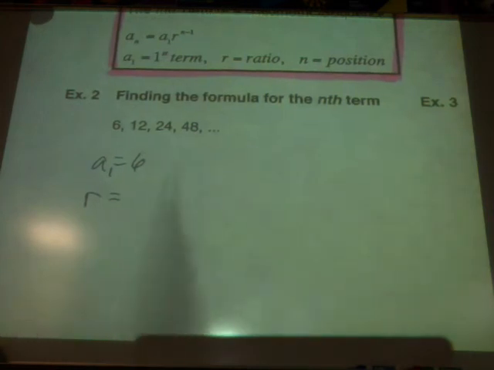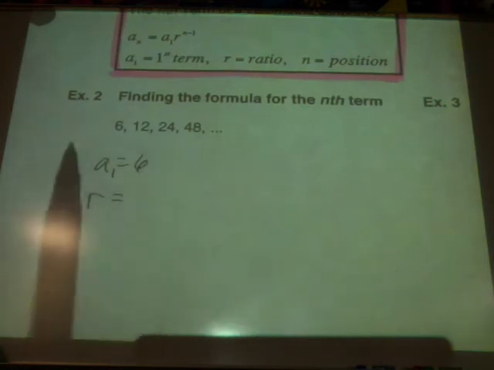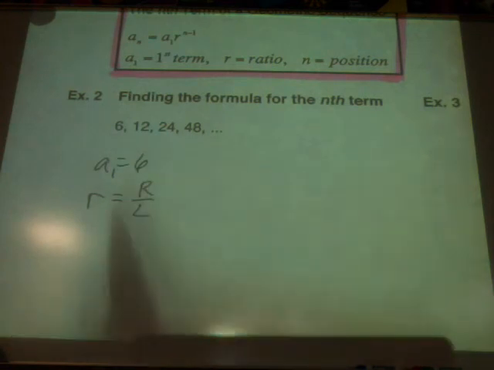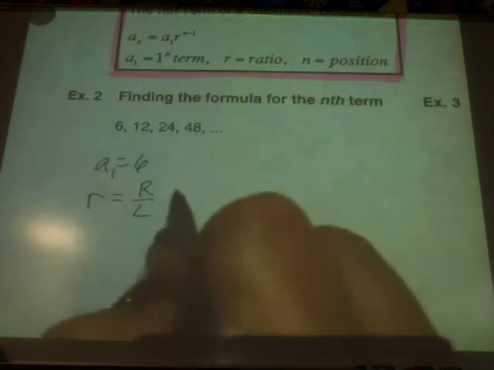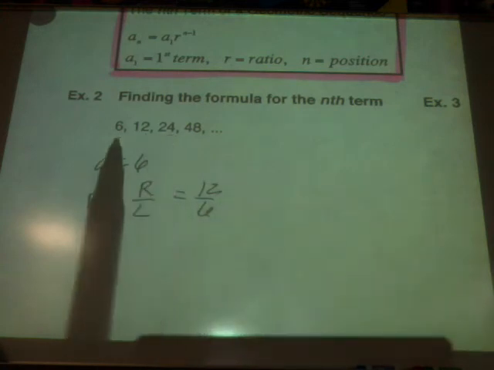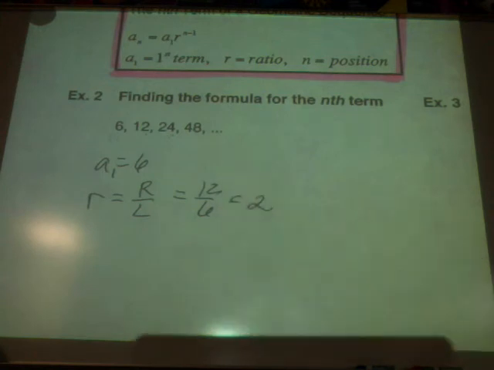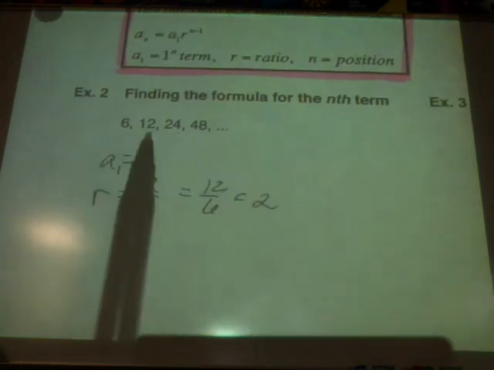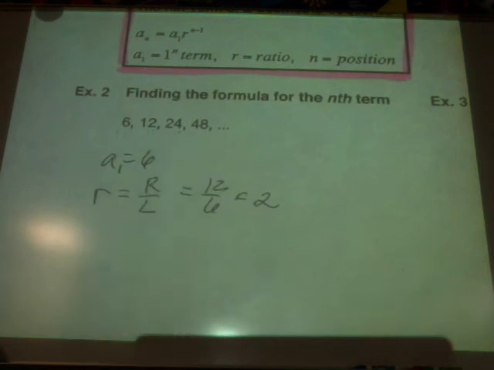Yeah, and you have to know which way to go, right? So always go to the right over the left, the right term over the left term. And so you could do 24 over 12, 48 over 24, 12 over 6. I, of course, would choose the smaller number possible. So 12 over 6, and could I do 24 over 6? Could I do non-consecutive numbers? No. So 12 over 6 is 2, right? And then just double check it. 6 times 2 is 12, 12 times 2 is 24, 24 times 2 is 48. So yes, that works.